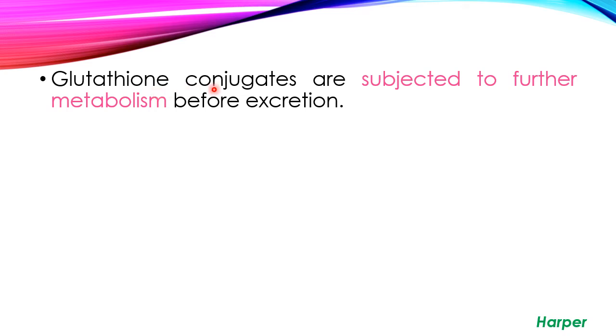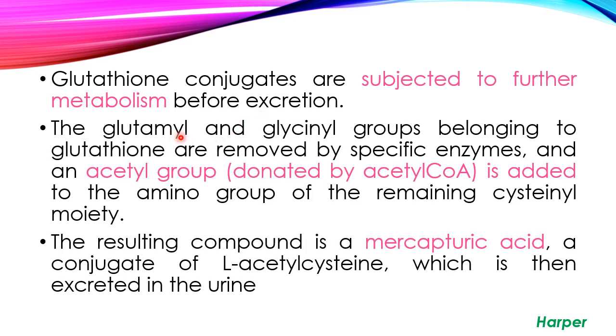Okay, the conjugates that we get after glutathionation can even be further metabolized so that they can be converted into more and more water-soluble forms before the process of final excretion. For example, the glutamate and glycine amino acids of glutathione are removed by specific enzymes, and then another group, which is called acetyl group, taken from acetyl-CoA, is added to the remaining cysteine group of glutathione. Now, the compound that we get after this transformation is called mercapturic acid.